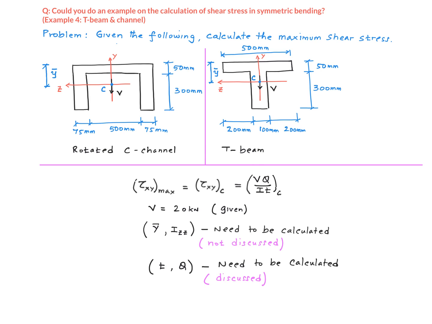We have done this a few times for sections that are similar to this in other videos, so I will not go into the finer details here, but I will leave the calculations here so you can follow. We also need to calculate little t and Q. We will discuss that here. Once we have these parameters, we just have to substitute into this equation and calculate the maximum shear stress.